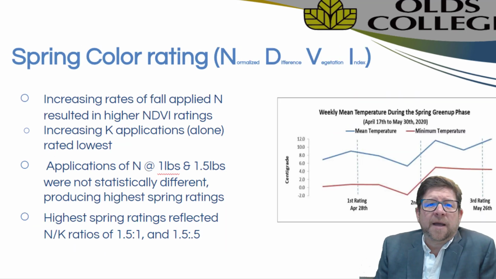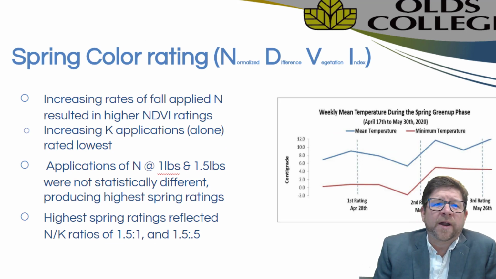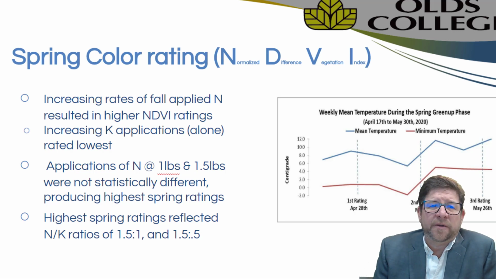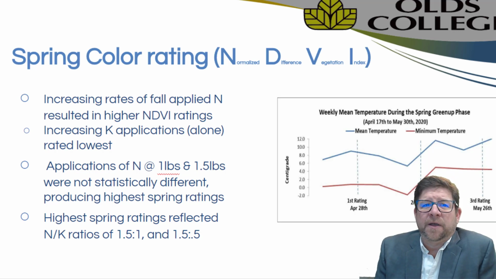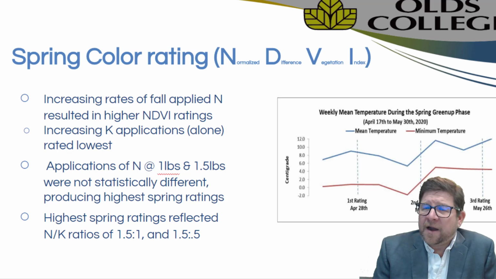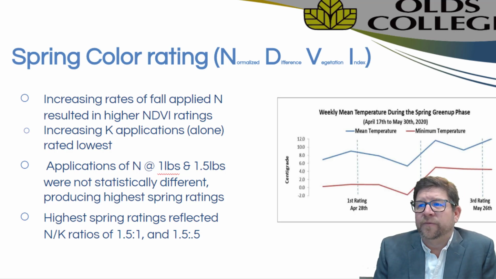Spring color ratings here, applications of N at 1 pound and 1.5 were not really statistically different, suggesting that any more than about 1 pound might not be necessary. The higher applications of rate, though, up to that 1 point, did show improvement. So up to 1 pound is sufficient in terms of fall applications of nitrogen.